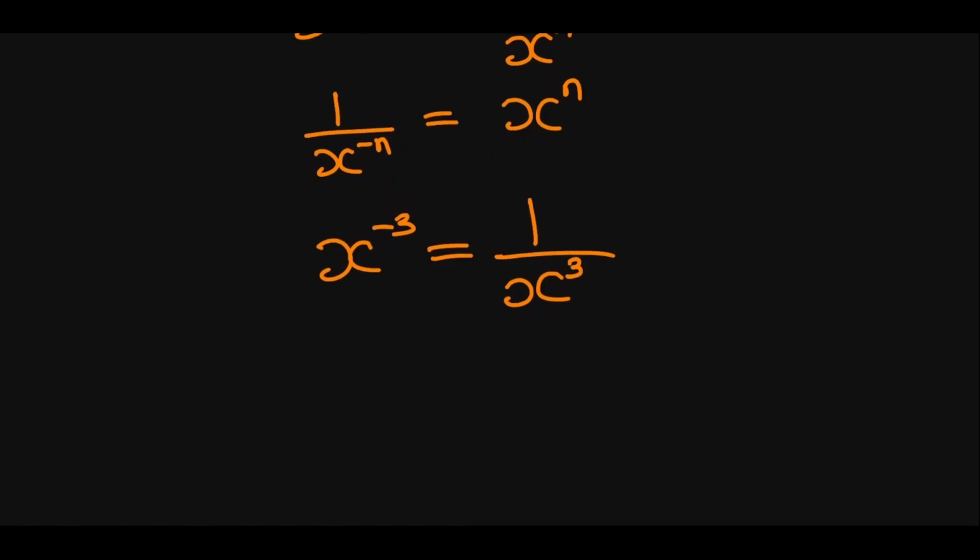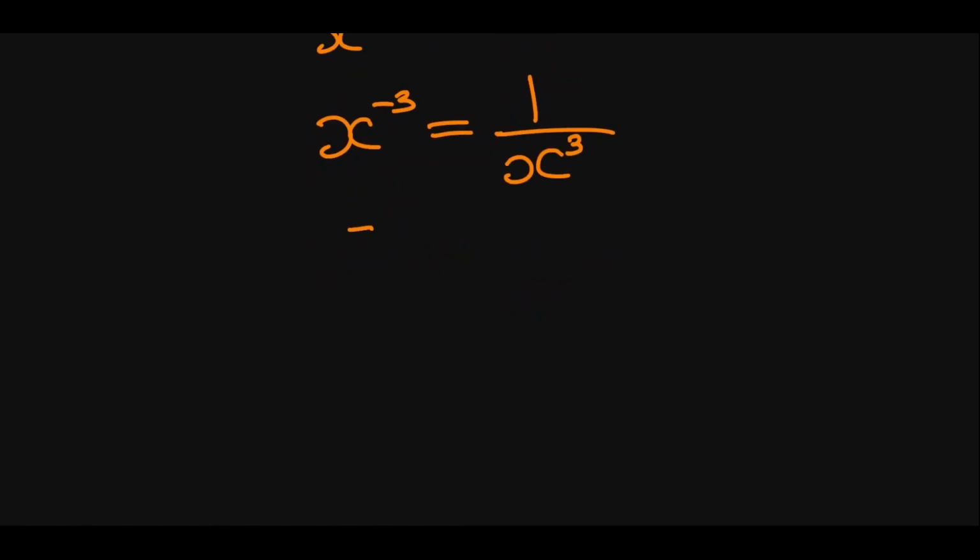So let's take another example. If we had 5 over x raised to power minus 2, we are saying that we can rewrite this as 5x squared, or 5x raised to power 2, by moving the x raised to power minus 2 from the denominator to the numerator, and it will now change the sign of that power or index from minus 2 to 2.